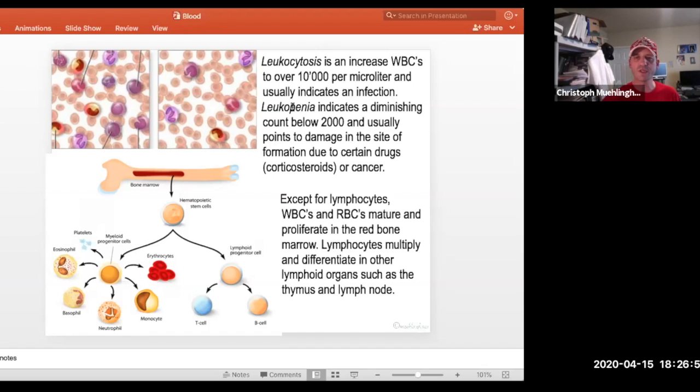Osteopenia is a condition that you get before osteoporosis. So that's when the calcium in the bone is diminished, but it's not porous yet. It's not a pathology yet. So the word penia is interesting to remember.